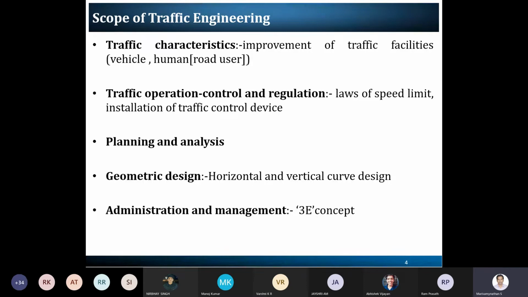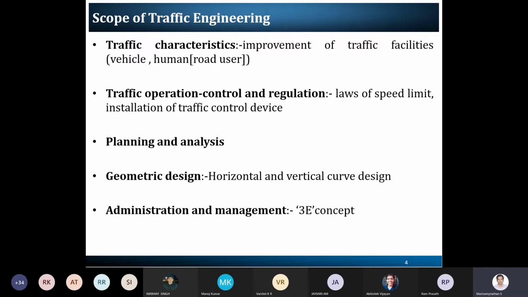Third will be planning and analysis. That is nothing but what the current scenario is and what the future will be. Now the condition is a town; in 10 years it will be a city; after 20 years, the next 10 years, it becomes a metropolitan city. When this kind of growth is happening, what plan do we have to make and what facilities do we have to provide? That can be covered under the third scope, planning and analysis.